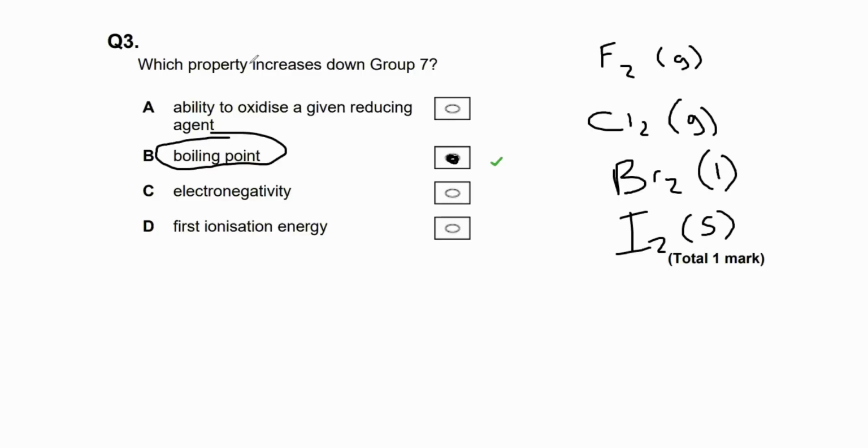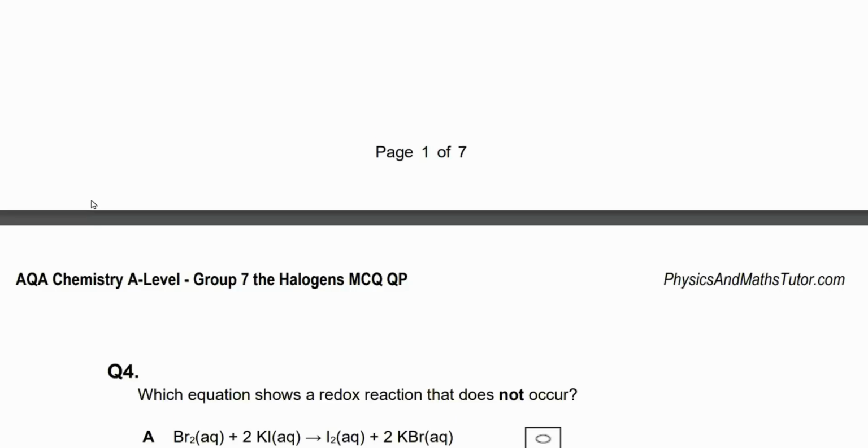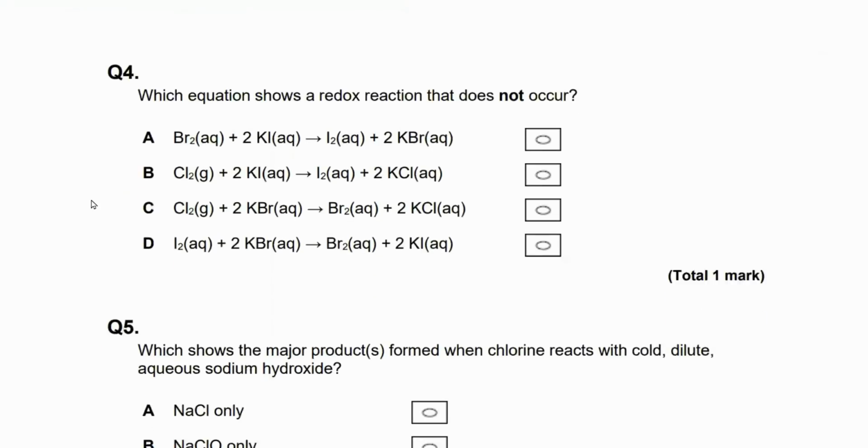Let's roll, people. We're going on to question 4. I believe there's 18 or 19 questions in this pack. Stick with it. By the end of it, you'll feel very confident on your ability to do questions on the halogens.